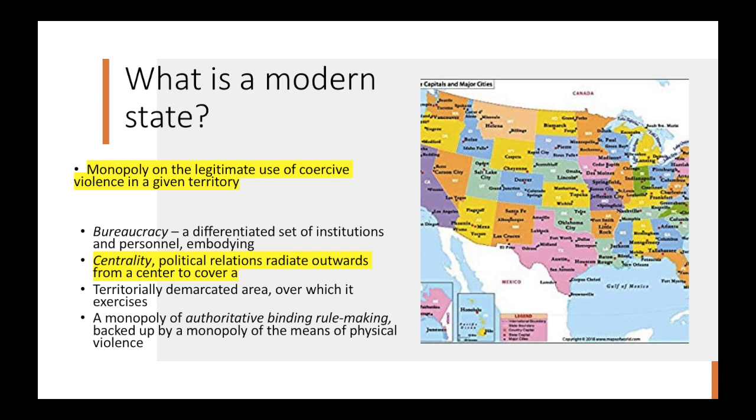So modern states generally have a bureaucracy. A bureaucracy is a differentiated set of institutions and personnel. So think big governments. Song China has a famous bureaucracy. The Roman Empire had a bureaucracy. After the fall of the Roman Empire, of course, things become more decentralized and that bureaucracy disappears. So political development isn't necessarily one trajectory.